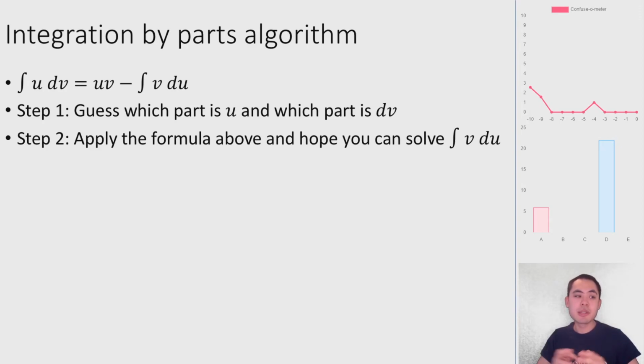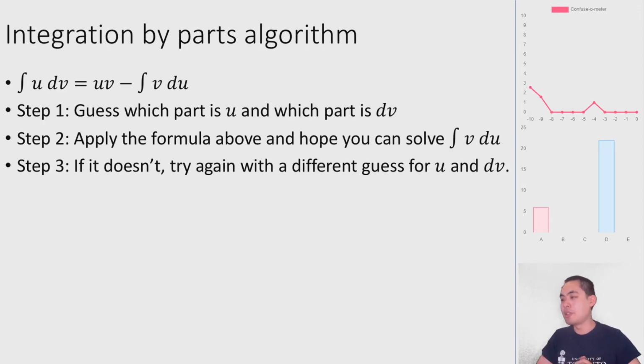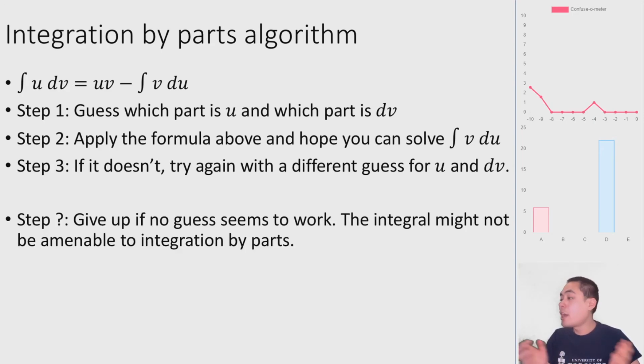So if it doesn't work, you try again with a different guess for u and dv, and you repeat over and over again. And sometimes it will turn out that you can't use integration by parts. It just won't work. So you might give up if your guesses don't work. And it might not be something that you can solve using integration by parts, and you'll need other more advanced techniques. Unfortunately, there's no way for you to know that in advance, and you just have to try it. And you have to try it quickly.